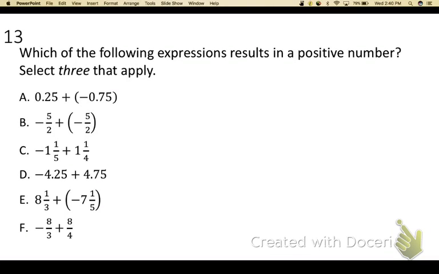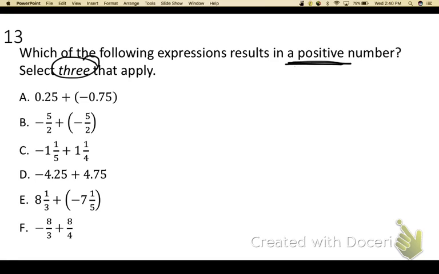Question 13. Which of the following expressions results in a positive number? Select 3 that apply. So again, we know we need to select 3. So we want to find something that's a positive number. And even if you're really bad with fractions or decimals, don't worry because you can probably figure this out in the process of elimination. Alright, so if we look at A, you can also probably use a calculator.